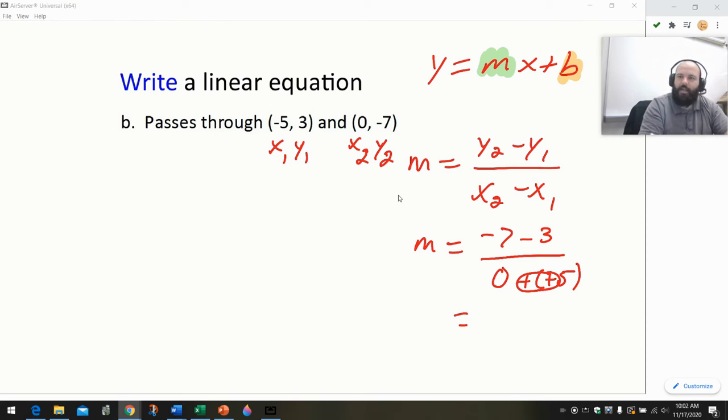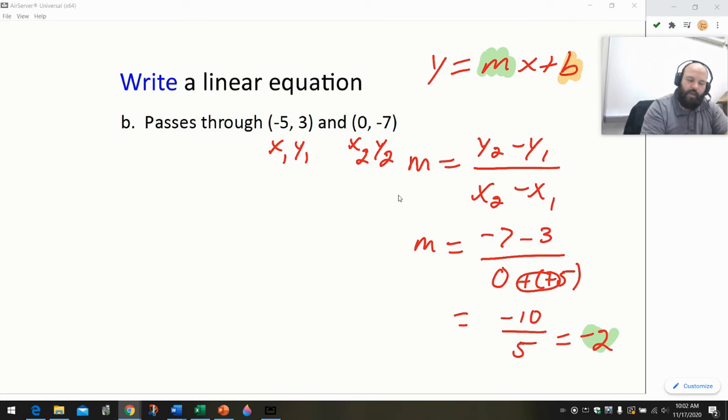So on top we have -7 minus 3, which is -10. And on the bottom we have 0 plus 5, which is 5. And -10 divided by 5 is -2. So I'm going to highlight that number because that number is our m. So we found m. We're still looking for b. So we need to solve for b now.